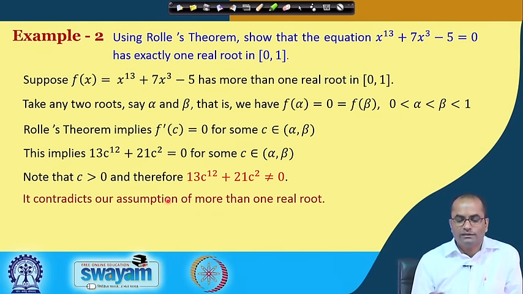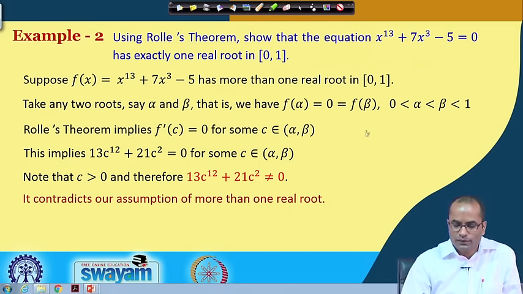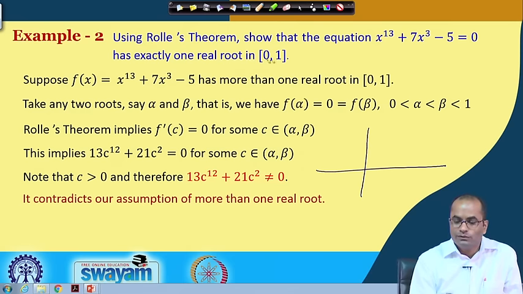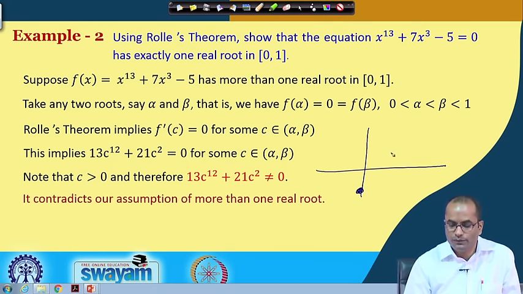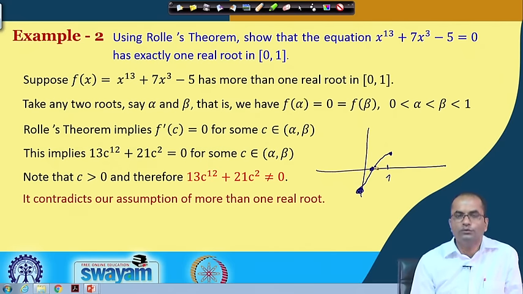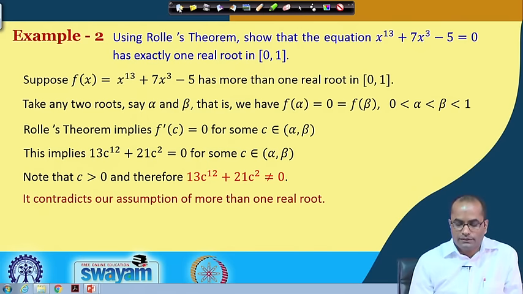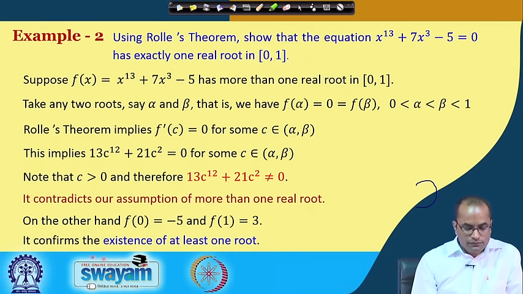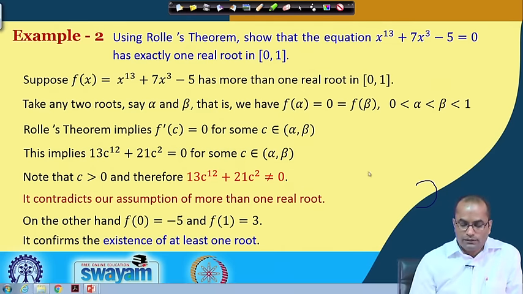But now, the question is whether there is a root at all, because we have just proved that there cannot be more than one root. If you take a close look at this function, at 0 the value is minus 5, and if you put 1 at the other end, we will get 3. So, at 1 the value is 3, at 0 the value is minus 5, and the function is continuous. So, definitely, to reach this point, it will cross the real axis somewhere, and that proves the existence of one root. This confirms the existence of one root, because the function is changing its sign: f(0) is minus 5 and f(1) is 3.